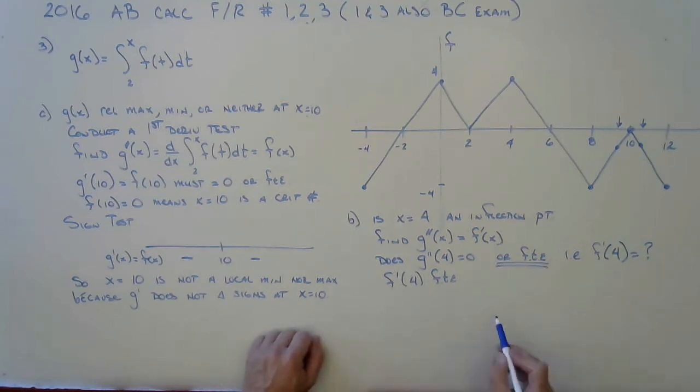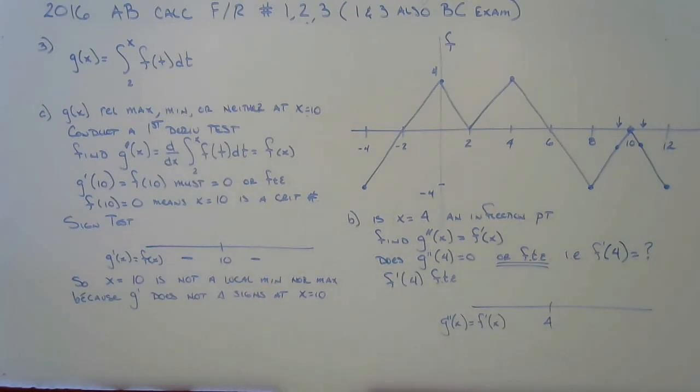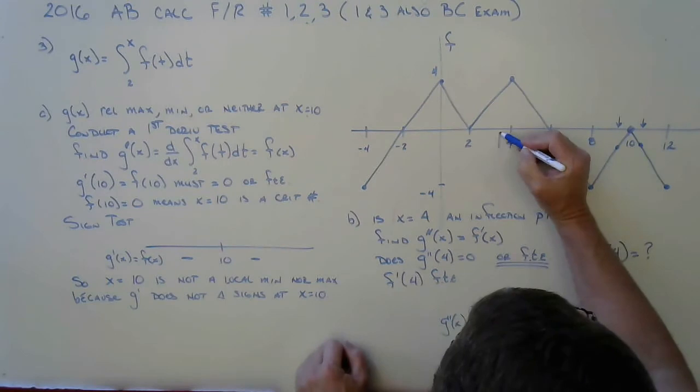So now I can run my sign test. So here's 4. I'm looking at g double prime, which is f prime, right? So what's the derivative of f on this side of 4?